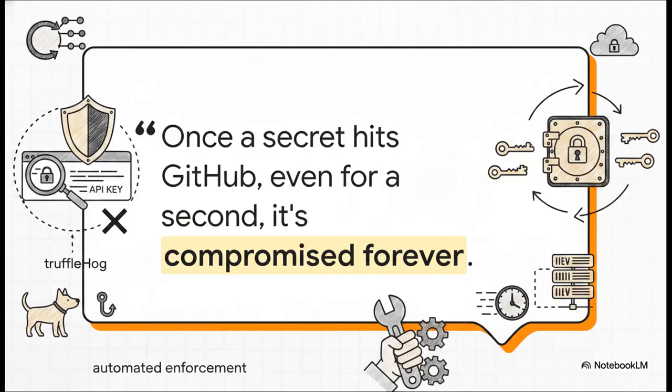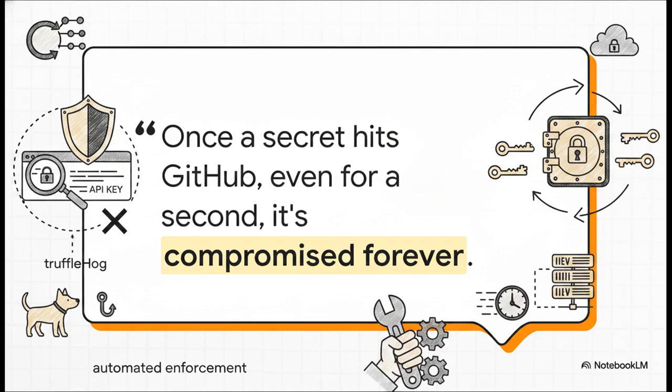And when it comes to secrets, listen. The golden rule is 0 secrets in source code. Once a secret hits GitHub, even for a single second, it's compromised forever. That means you must use pre-commit hooks, like Git Secrets or Trufflehog, to scan for API keys in milliseconds before they ever reach a remote repository.